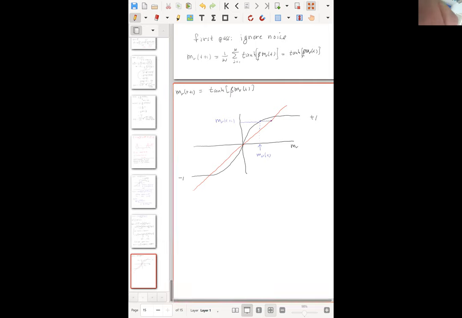And then basically, because that's the significance of the 45 degree line, this is m nu of t plus one. And then we go up, and this is m nu of t plus two. And we just keep going up and over, up and over, until we end up at a fixed point. No matter how close we start to here, we'll eventually move away. So we have two fixed points, here and here.